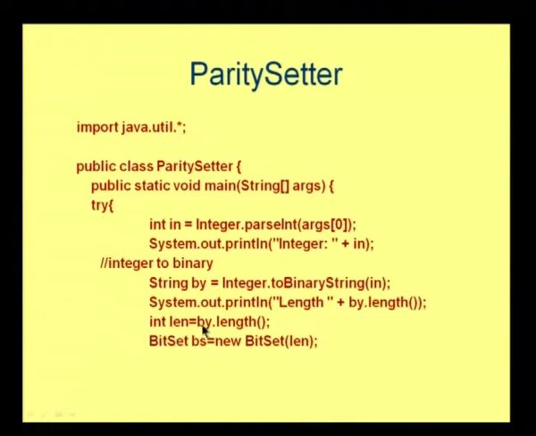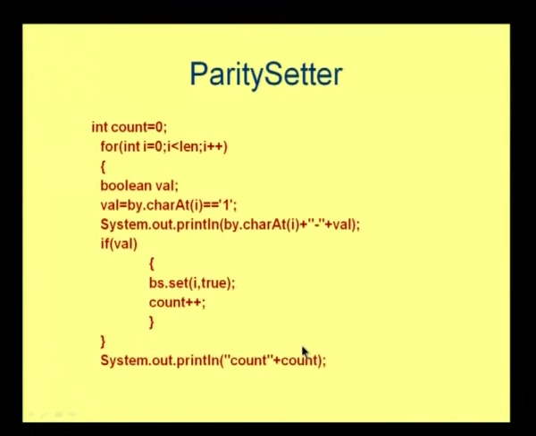So, int length = binary.length. Then BitSet, new BitSet of length. We have seen that there are two constructors for BitSet, one with arguments and another without arguments. Now I am having a for loop. This loop is run for accessing the entire bit values of that particular string value. So now I use i less than length. Already we have seen that length is nothing but the length of the BitSet.